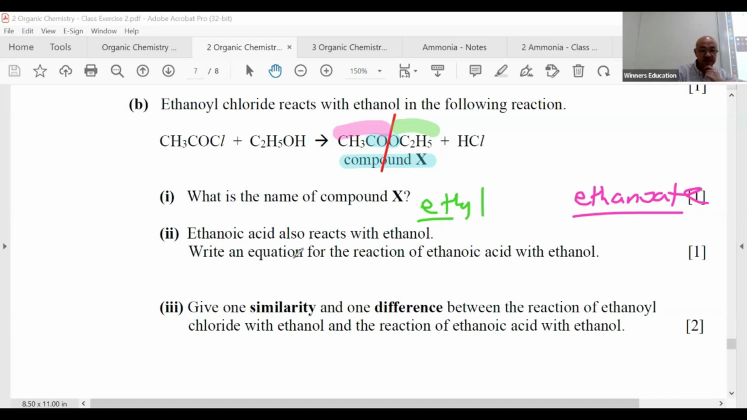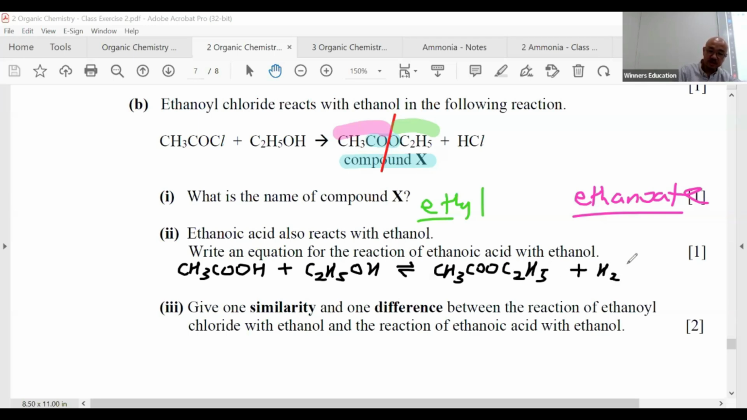Ethanoic acid also reacts with ethanol, write the equation. This one you know very well. All right, let me use black color. So ethanoic acid, CH3COOH, also reacts with ethanol. So this one you can copy from the notes or whatever you prefer, right? The difference, number 1, reversible arrow, gets you the same ester, and then the byproduct is different. We give out water, not HCl.